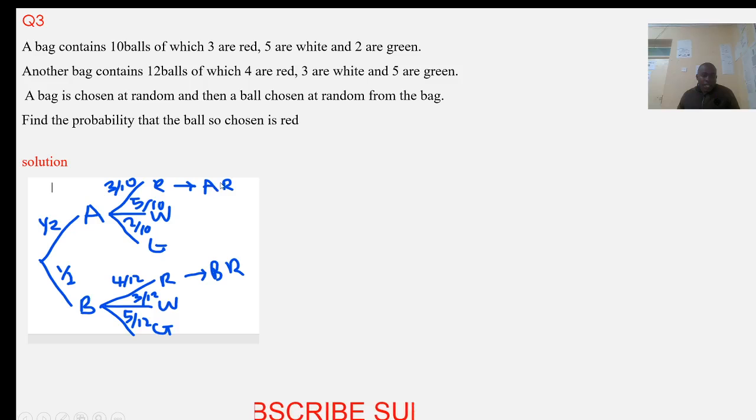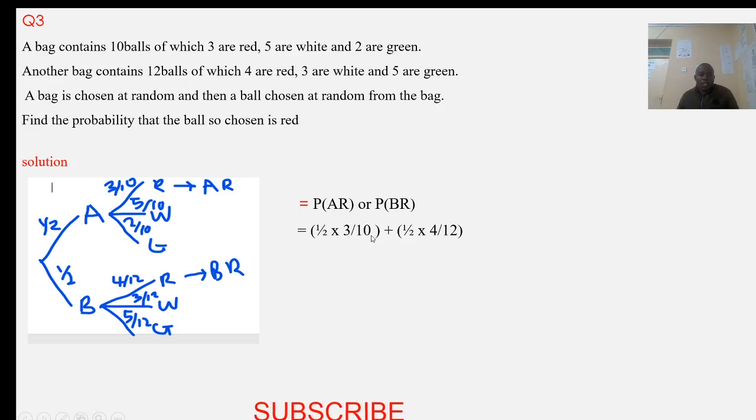Now remember, we want the probability that the ball so chosen is red. The ball chosen is red, it is either from bag A red or from bag B red. So it will be a half times 3 over 10 plus a half times 4 over 12. We added the two. That's A red or B red, that is a half times 3 over 10 plus a half times 4 over 12. You shall have 3 over 20 plus 1 over 6, that gives you 19 out of 60.